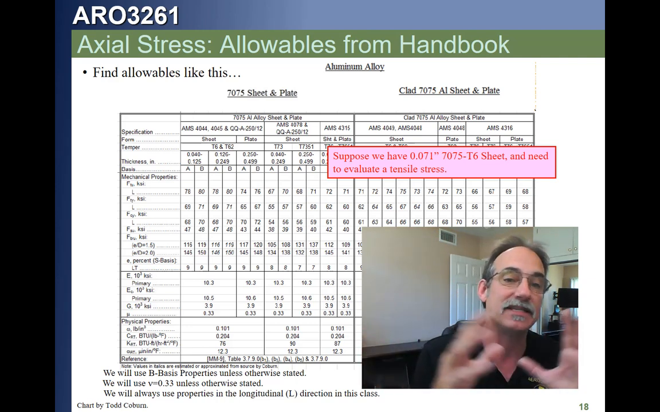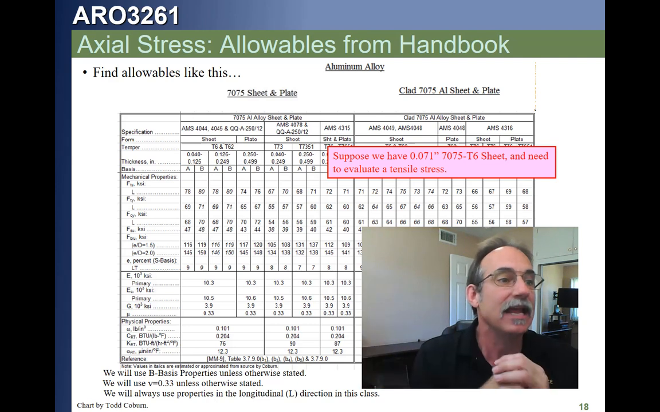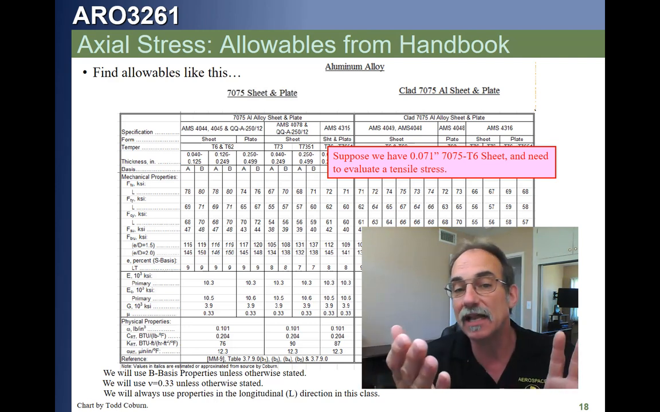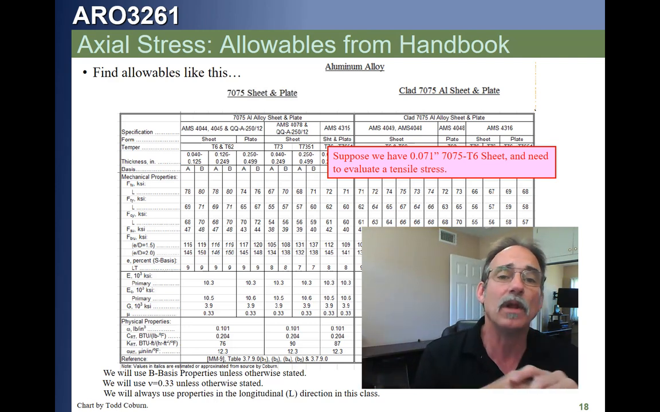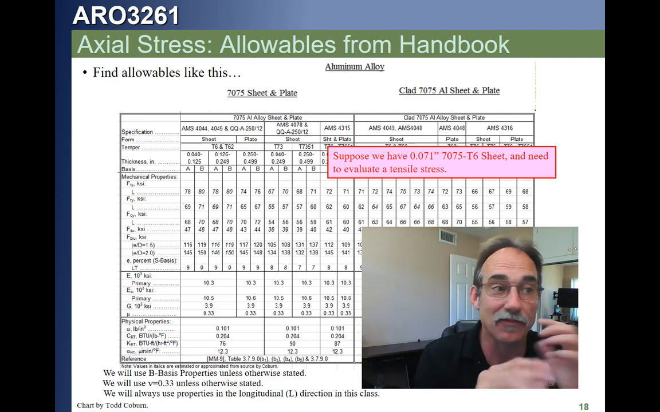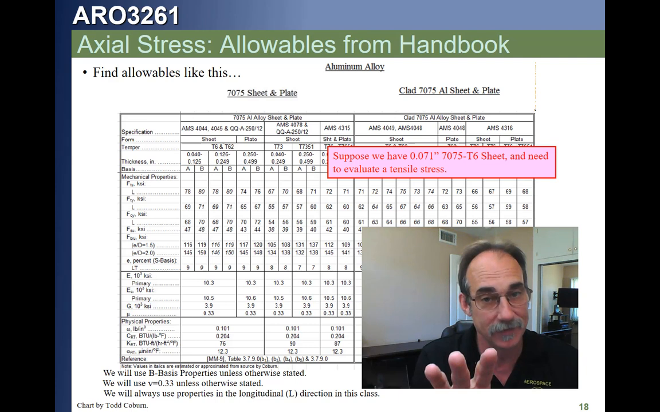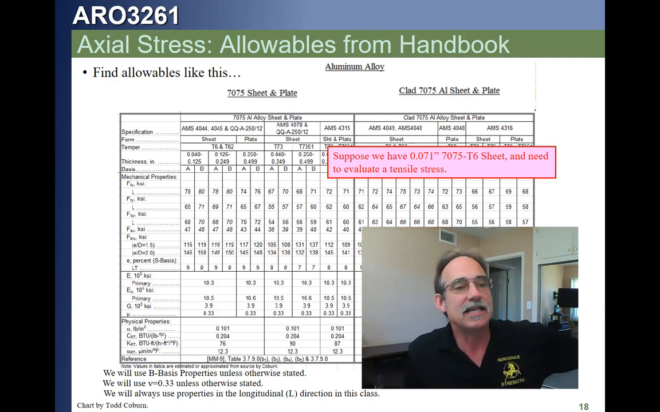Sometimes I may say it's a plate or a sheet, and you'll say, oh, but there's only a sheet allowable or a plate allowable. Well, if it's got those listed separately, great, use the appropriate one. But if you can't tell the difference, just assume sheet and plate are the same thing. Okay? So let's say we have 0.71.